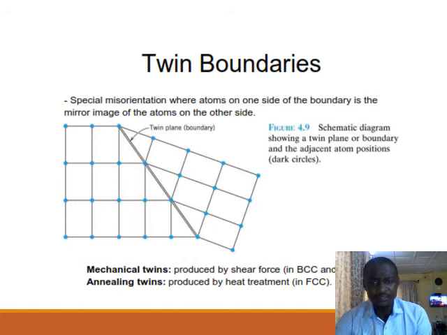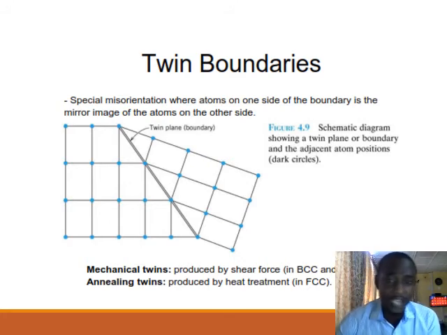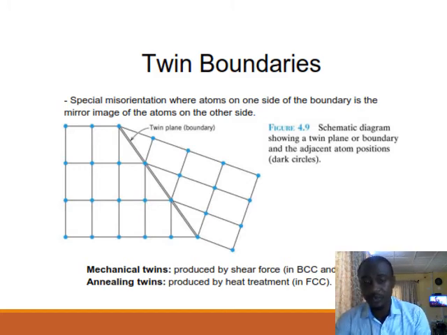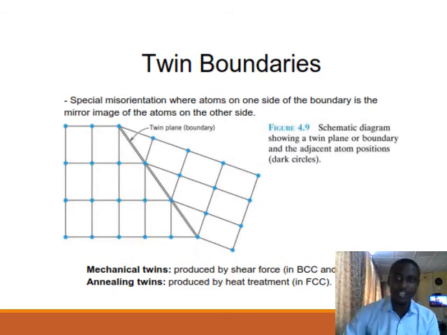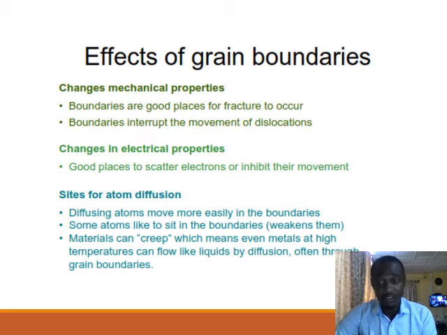So you can have two ways of having these twin boundaries. Same way, you see this twin boundary will also perform a similar function as the grain boundary. So you can see they are the same. If you want to achieve this twin boundary, you can have it mechanically or by heating. You can have a mechanical twin if you do it by application of shear forces, and you can have an annealing twin if you try to achieve that by heat treatment of the metal. This is also very important as it affects the property of the material.